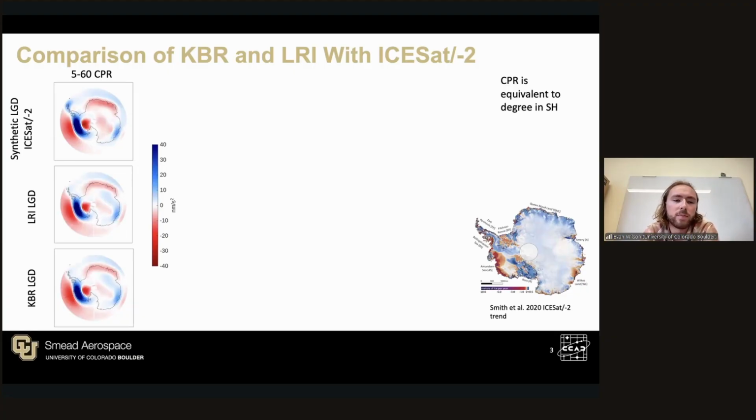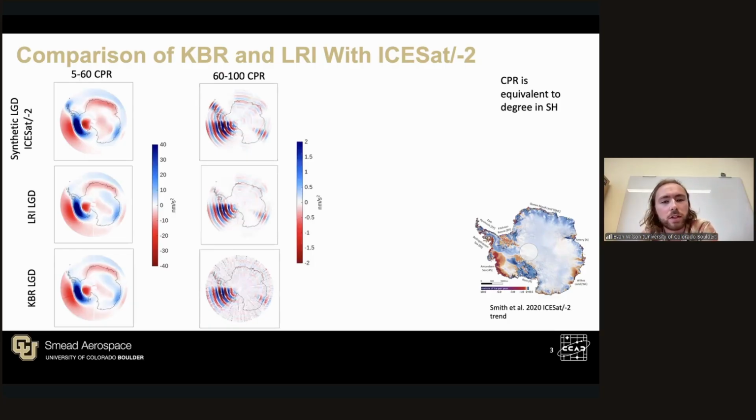And for this first bandpass, I'm showing from 5 to 60 CPR, we can see that all three look very similar. And the same thing is mostly true for 60 to 100 CPR. So this is kind of at the edge of what we'd expect the KBR to be able to detect real mass change signals at. But we can see for the KBR that noise is starting to creep in, while the LRI and the ICESat synthetic LGD look very similar.